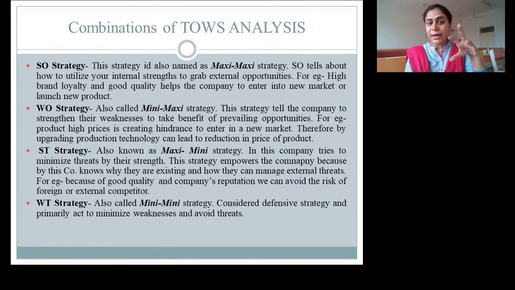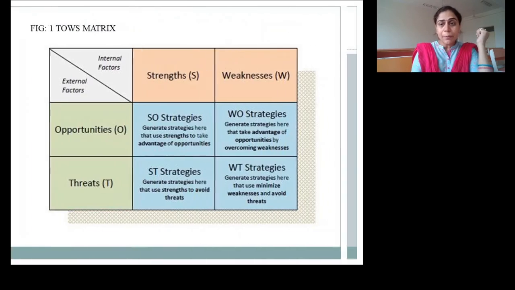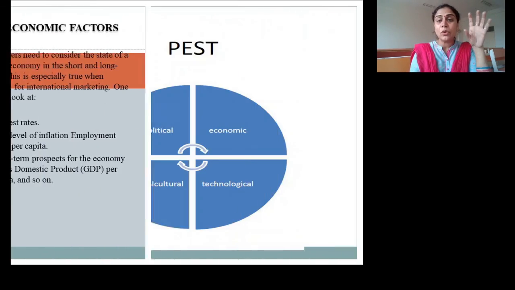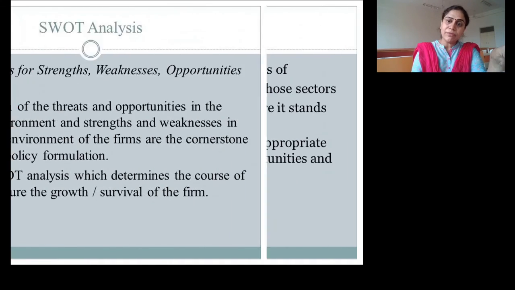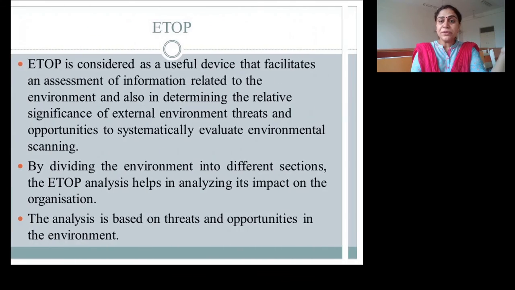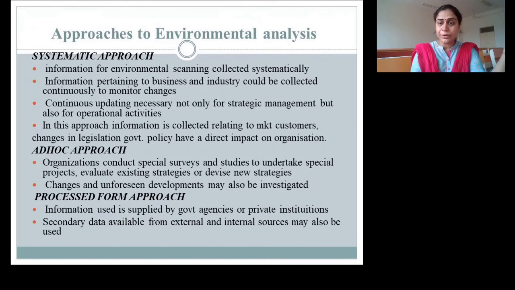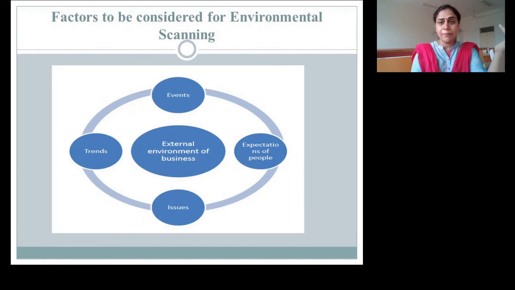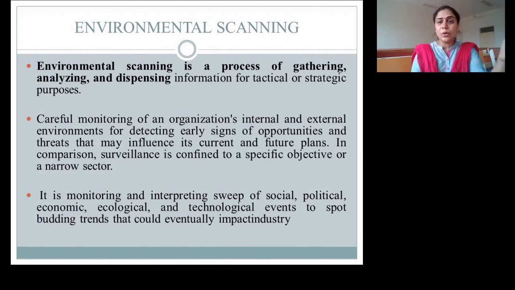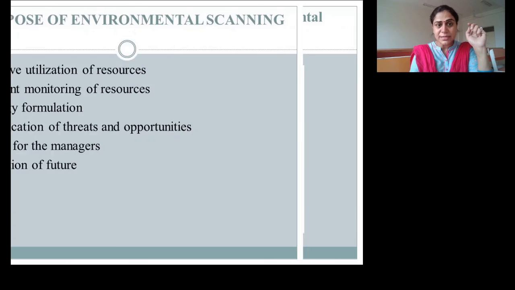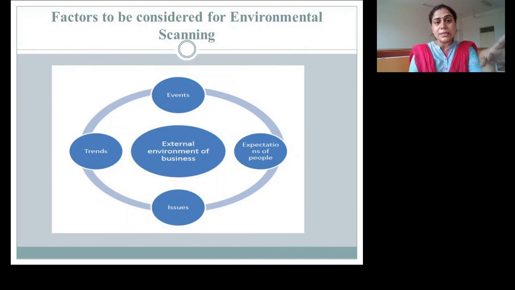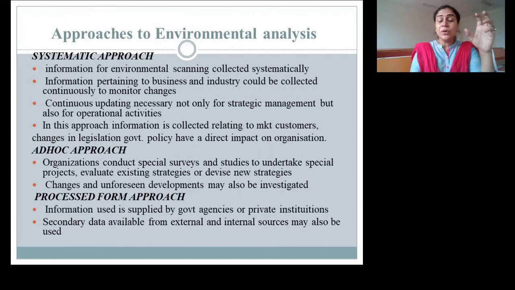So with this we come to the end of the first lecture. Just a quick recap of what we have studied till now. We have studied the concept of environment. What is an environment? What is environmental scanning? What is a microenvironment? What is a macro environment? What are the various kinds of concepts? We have ETOP, SWOT, TOWS, and PEST analysis. We have also studied what environmental scanning is, how it is done, how ETOP is made, why environmental scanning is important, what the purpose of environmental scanning is, what factors were considered for it, and what the approaches are, like the systematic, ad hoc, and processed form approach.